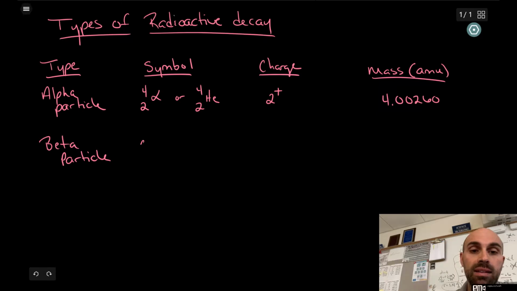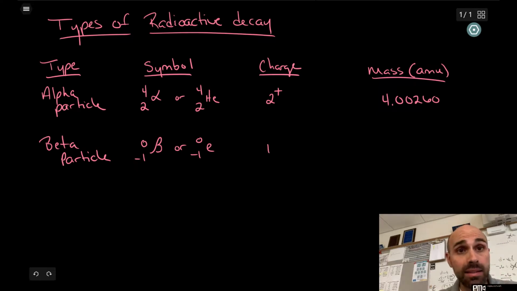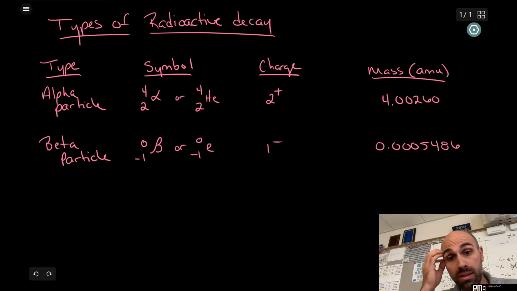There we're looking at 0/-1 beta, or 0/-1 electron. It is the exact same thing as an electron. Oh my God! So we have helium is an alpha particle. We have an electron is a beta particle. Continuing on, we see the charge of this would be a -1 or a 1-, and the mass is roughly 0.